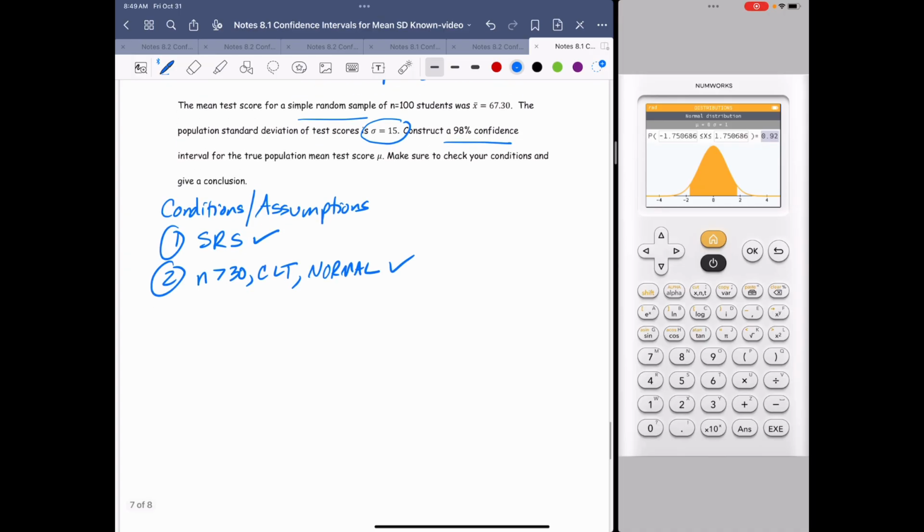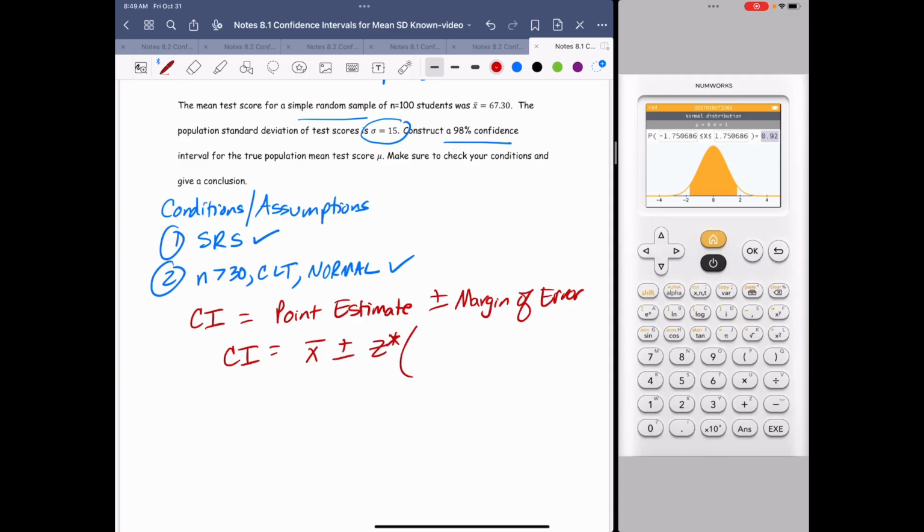The second part is your math, and I'll do the math in red. The confidence interval is your point estimate plus or minus margin of error. Now, I usually don't write this, but I write it with the formula. The point estimate is X bar. The margin of error is our critical value, Z star, times our standard error, sigma over root N. All right, and the first thing I want to do is get Z star. So I want 98% confidence.